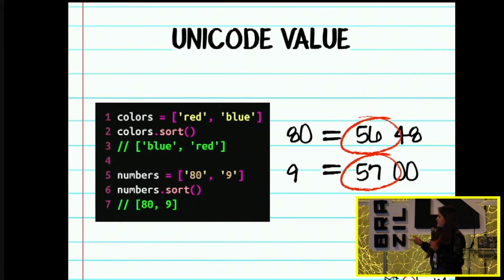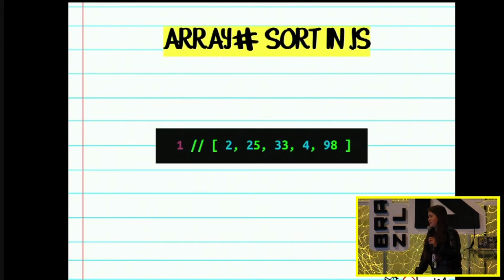And if you're noticing, 80 has a Unicode code point value of 56 and 48, and 9 is 57. So you notice that JavaScript is not that crazy. It actually makes sense. 80 is lexicographically smaller than 9. So going to our previous example, 2, 25, 33, 4, and 98. So 25 and 33 are indeed lexicographically less than 4. So as I told you, JavaScript is not that weird. We just really need to know how it works.